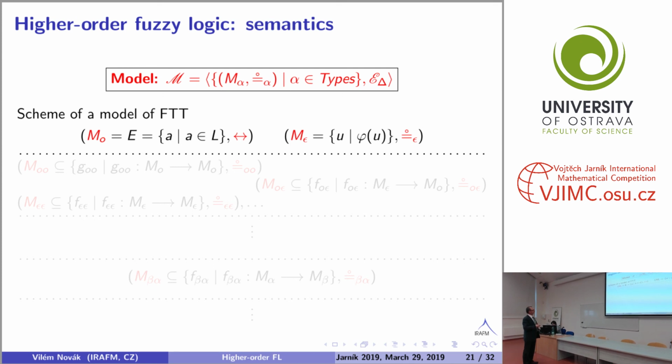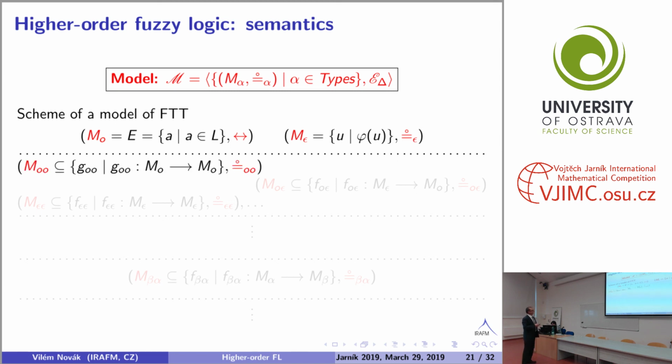So here it is depicted in a more transparent way. This is a set of truth values, which is in fact a support of this algebra. And the fuzzy equality here is equivalence. And then we have some set of elements. It means a set of elements having a certain property and a certain fuzzy equality.